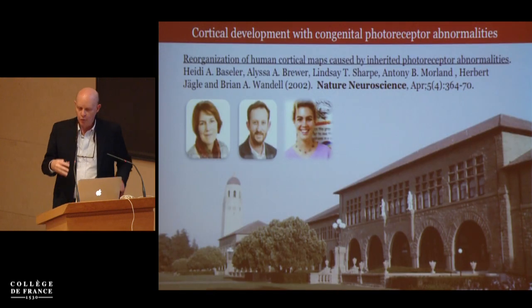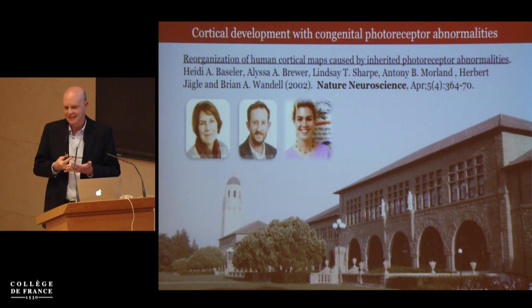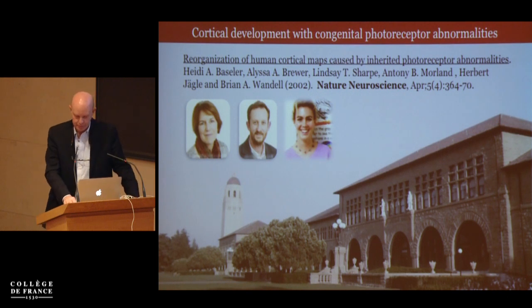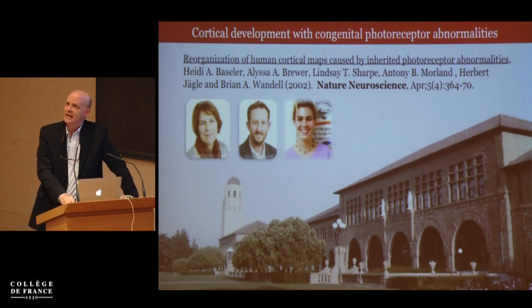Okay, once we started to get comfortable in the late 1990s in being able to find these maps and understand the regular behavior, we started to look at cases of potential plasticity, development and developmental plasticity. And one of the things that Heidi Bassler, Tony Moreland, Elisa Brewer, and I became particularly interested in were cases in which people had a genetic defect in which something went wrong in the retina.